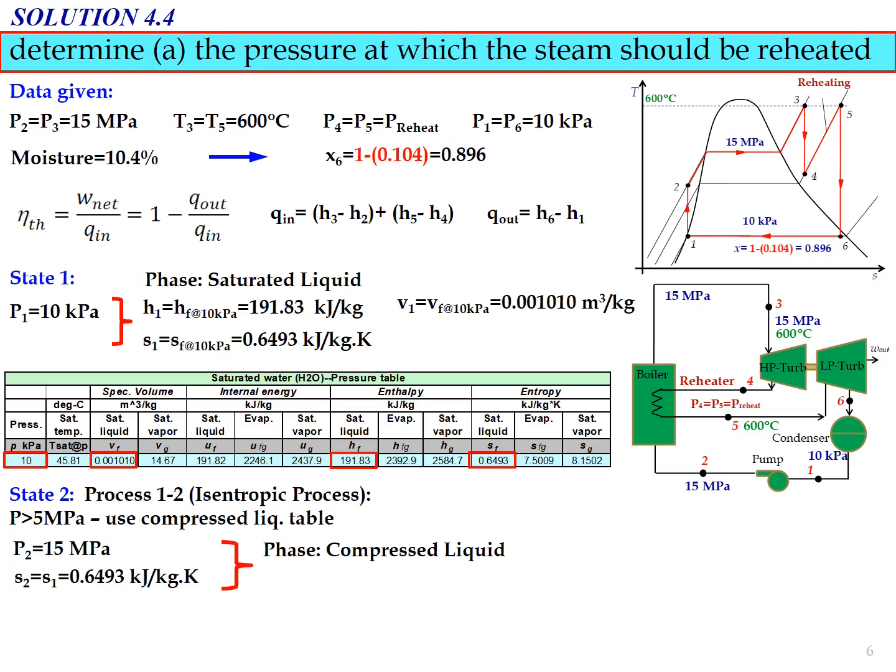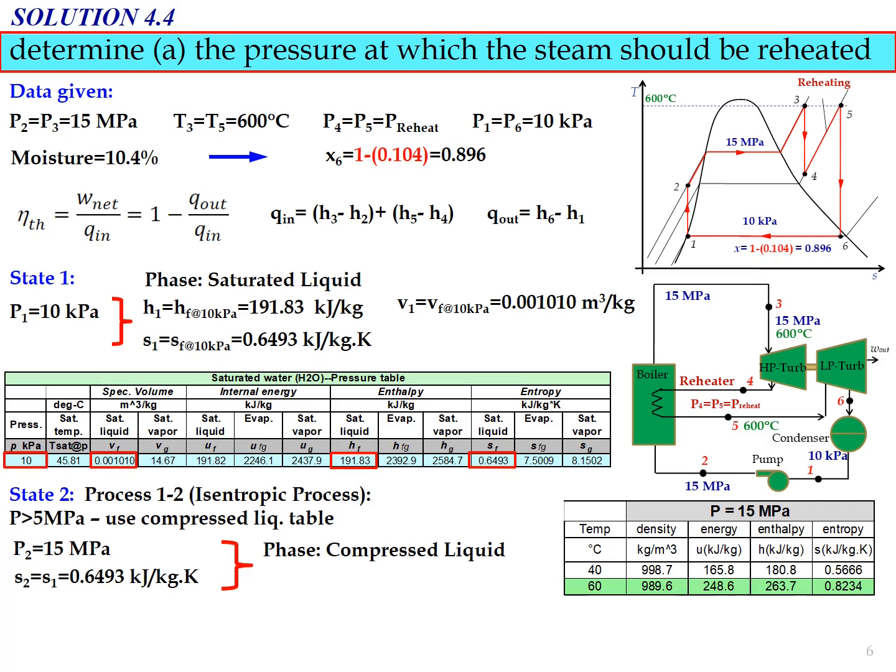This is the value we already obtained from state number 1. From this data and the compressed liquid phase, use the compressed liquid table at 15 megapascal. You need to find the location of the value for S2, which lies between 0.5666 and 0.8234. So you need to interpolate between the values of entropy and enthalpy. From the interpolation you obtain H2 equal to 207.5 kilojoule per kg.